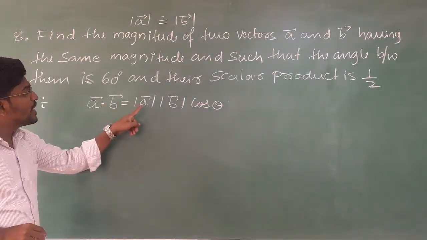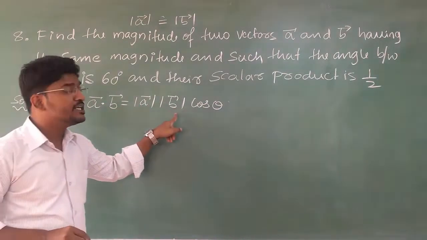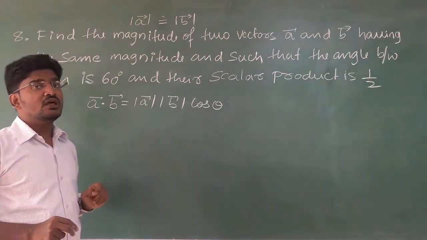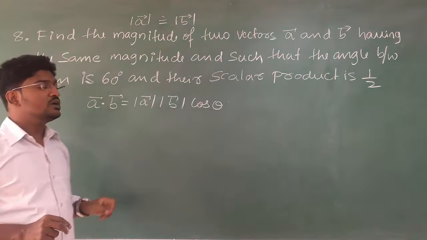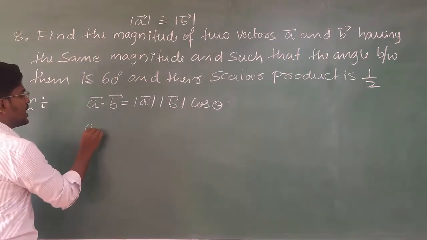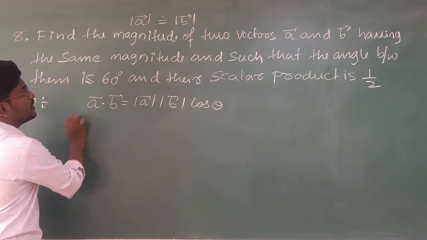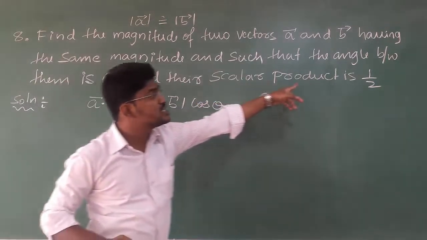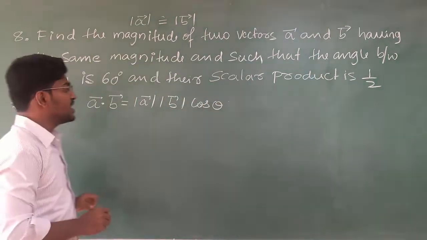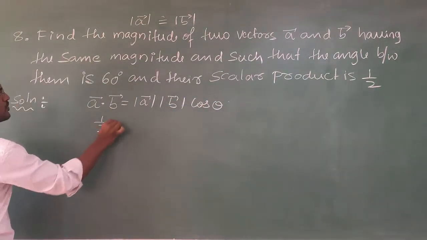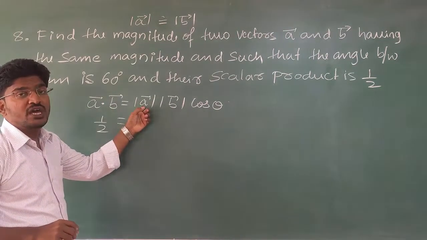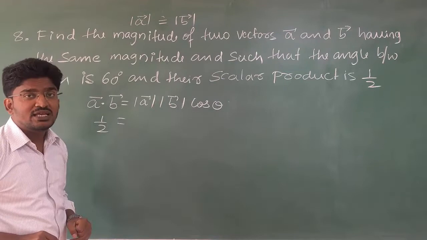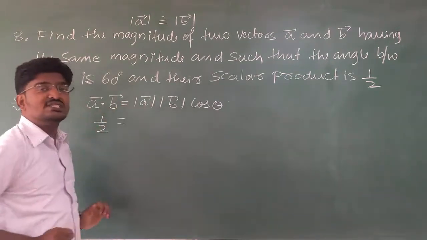Here the magnitude of A and the magnitude of B are both equal. If these two vectors have the same magnitude, then how can I write this? The scalar product is how much? 1 by 2. So A dot B is 1 by 2. Here the magnitude of A is equal to the magnitude of B, which means both have the same magnitude.